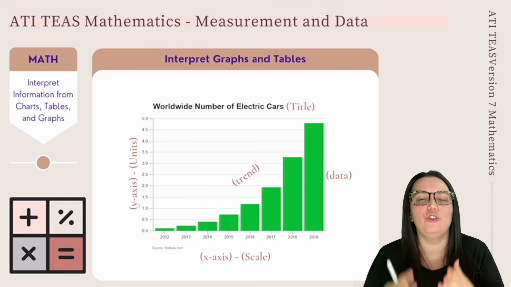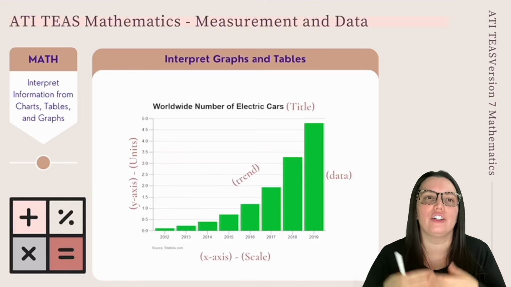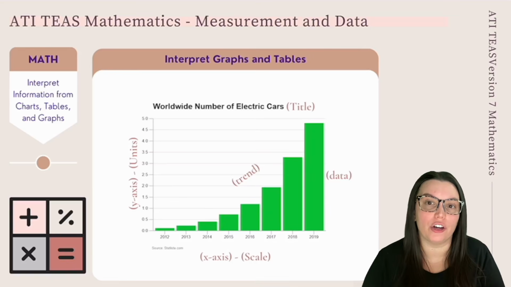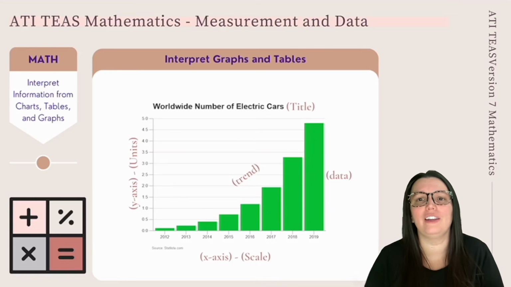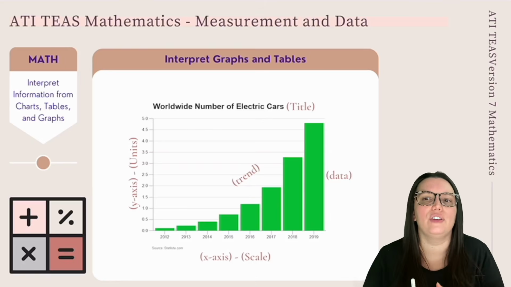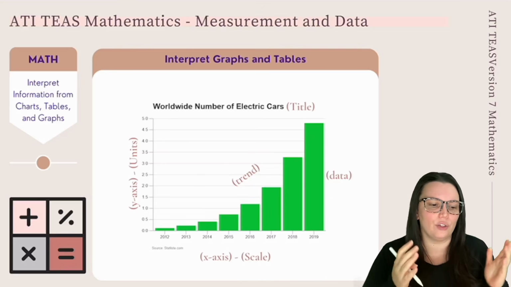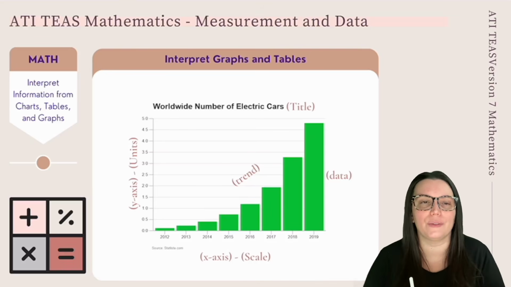Next, we have how to interpret graphs and charts. They're going to ask you to interpret them when you're taking a look at some of these charts. We're going to begin by looking at the title. The title of a graph or table will give you an idea of what specifically the data is all about, right? In this particular case, we're looking at the worldwide number of cars.